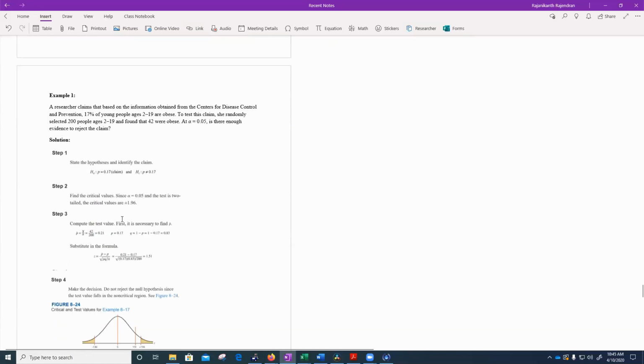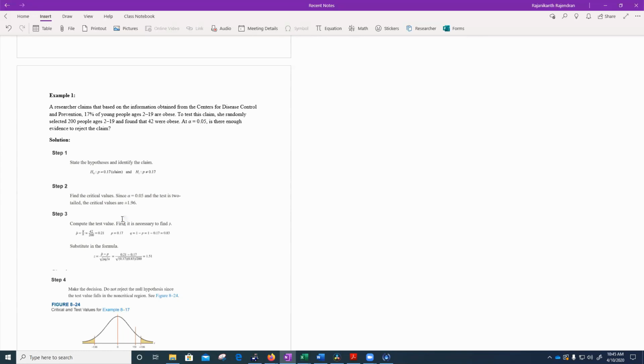Okay, so now let's look at this problem. A researcher claims that, based on information obtained from the Centers for Disease Control and Prevention, 17% of young people ages 2 to 19 are obese. To test this claim, she randomly selects 200 people aged 2 to 19 and checks one by one whether they have that problem. Then she found that out of 200, 42 were obese. Now, the question is: is there enough evidence to reject the claim?